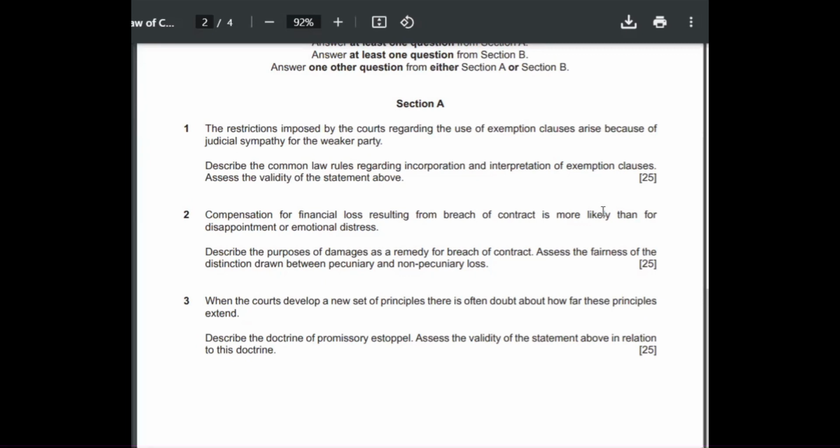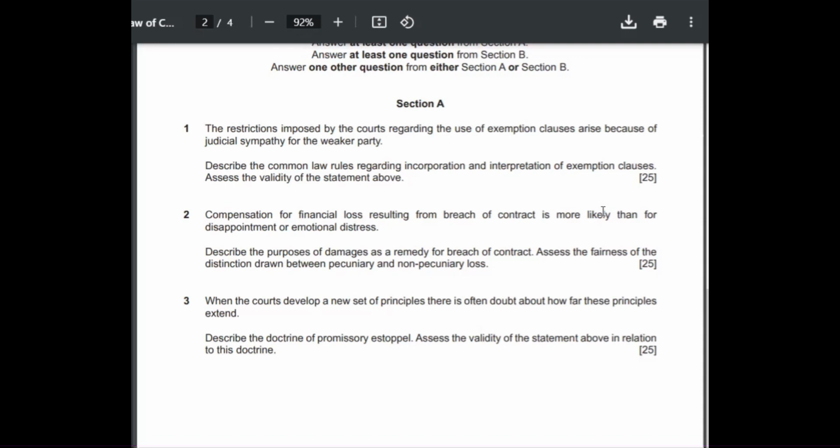Now, the second question is, compensation for financial loss resulting from breach of contract is more likely than for disappointment or emotional distress. Describe the purposes of damages as a remedy for breach of contract. Assess the fairness of the distinction drawn between the pecuniary and non-pecuniary loss.